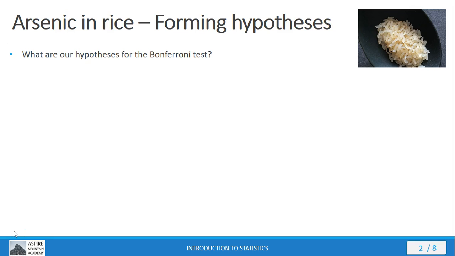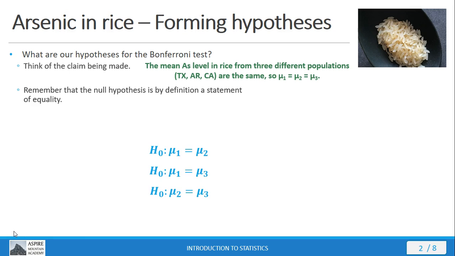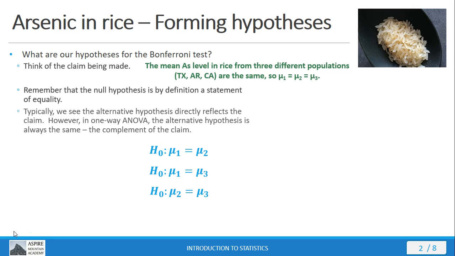So the hypothesis for our Bonferroni test: first, we think about the claim being made, which is usually just that everything's the same. That's going to then be our null hypothesis, because the null hypothesis is by definition a statement of equality. But we have to remember with Bonferroni that we're going to be writing a separate null hypothesis for each of the different pairings that we're going to be testing separately. The alternative hypothesis is then going to be the complement of the claim, which is that at least one of these means is different from the rest.